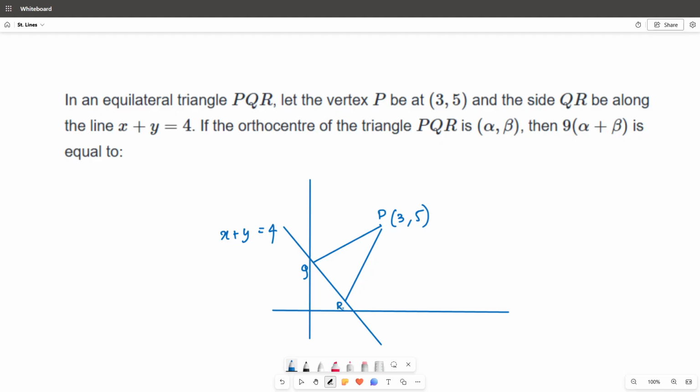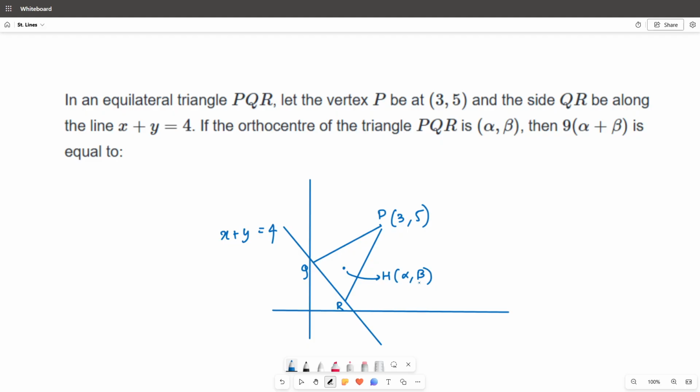And now he says the orthocentre of PQR is alpha comma beta. Then the value of 9 into alpha plus beta is. So let this be the orthocentre H, that is we need to find. That is alpha comma beta.